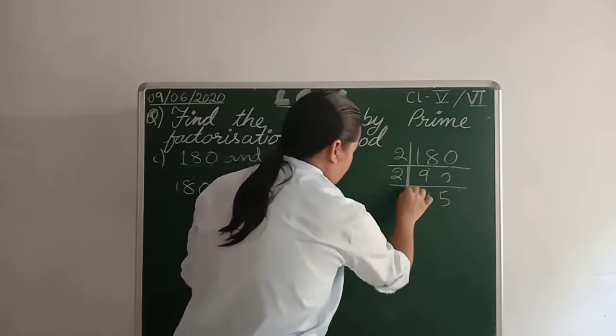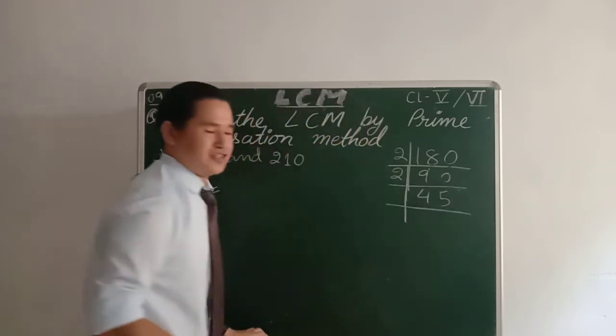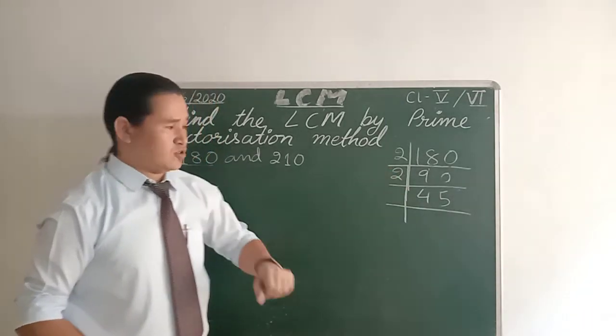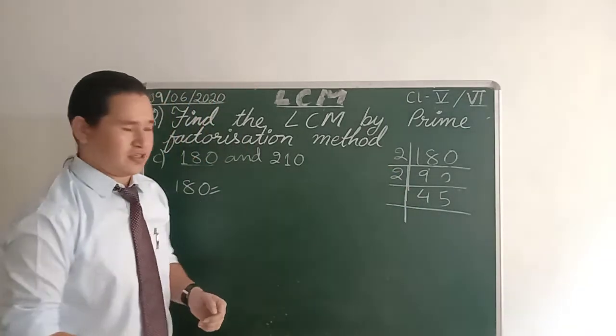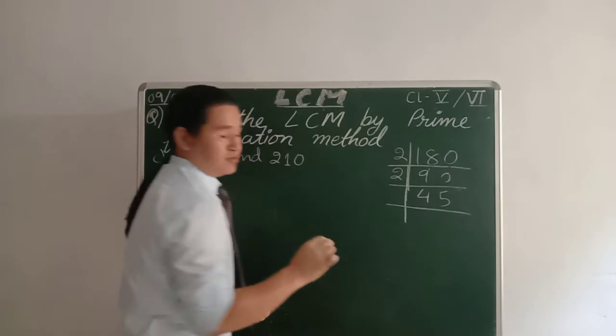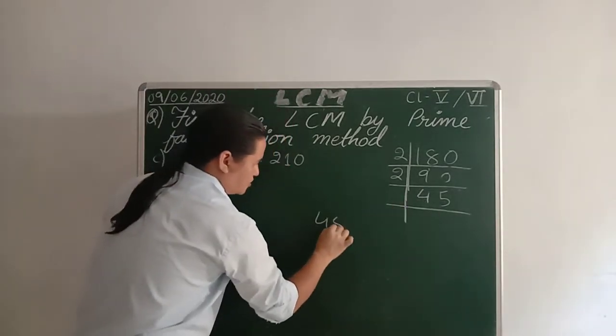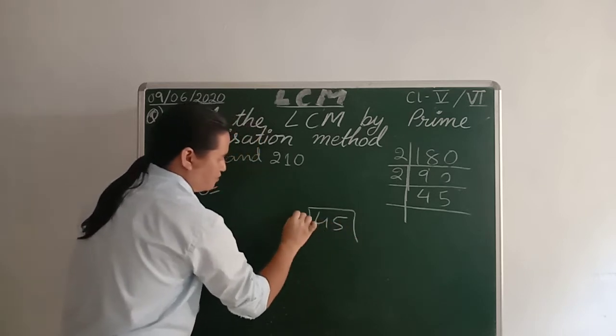Again 45 is here. Now this 5 is not an even number, it is an odd number, so we cannot break it down by 2. So go for the next number, that is 3. Suppose you want to find out whether it will break by 3 or not, just do it in rough, divide this 45 by 3.